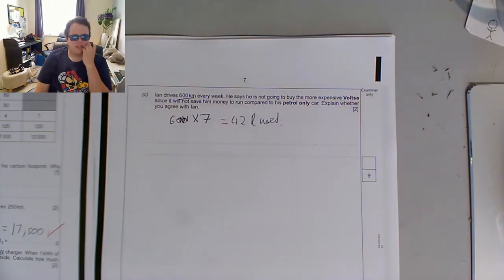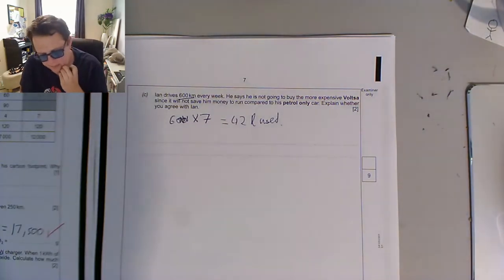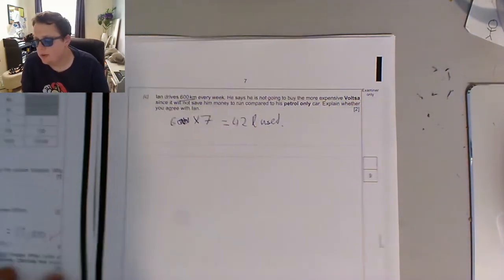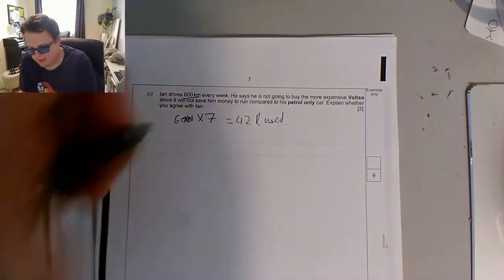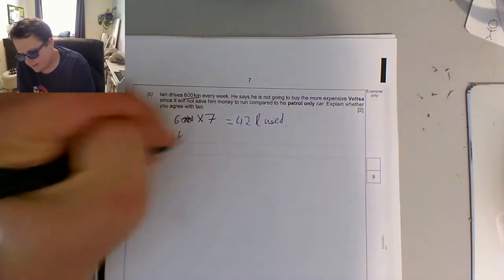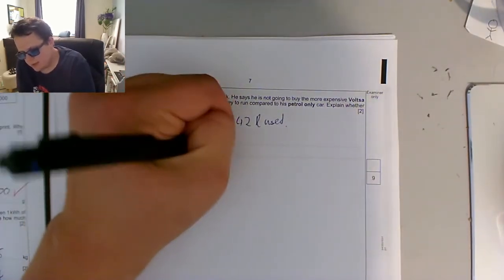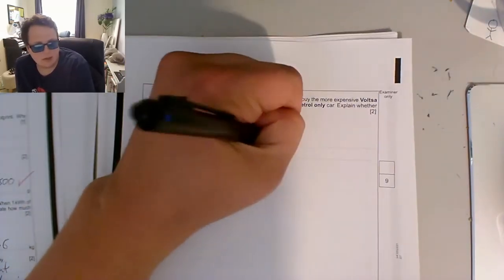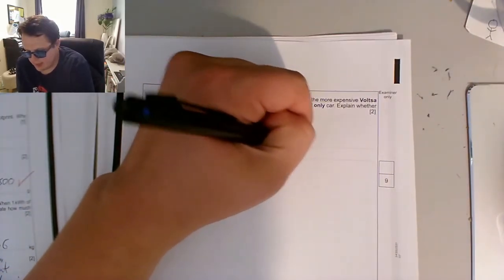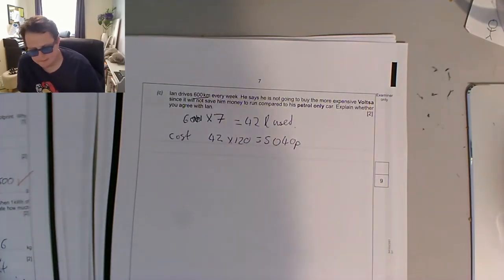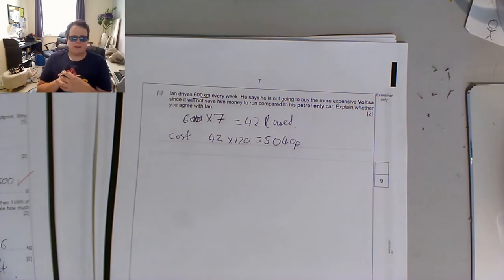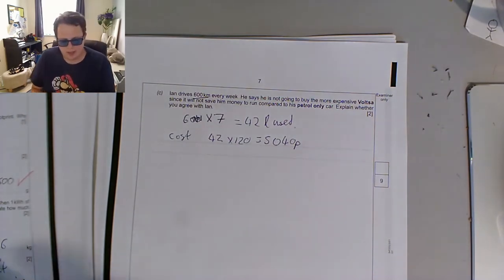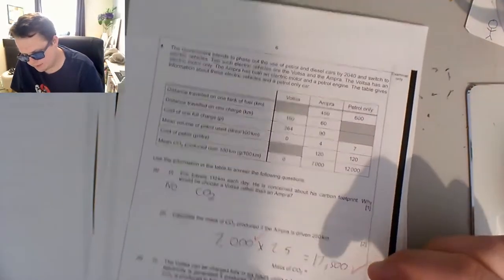So now, how many litres of fuel have we used? And each litre of fuel is 120. So the cost is going to be 42 times 120, which is 5,040 pence. We're in pence here still. Careful of that. If you put pounds in that, if you do 5,040 pounds, you're going to get that answer wrong. Okay, the cost of using the Voltzer.